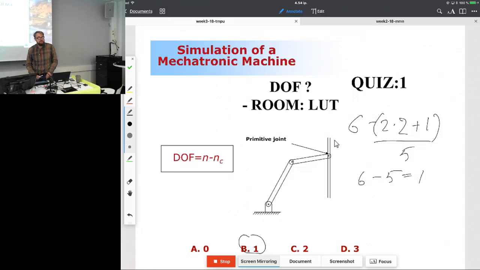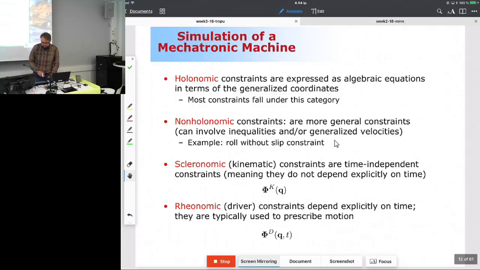System can move one way only. All right? Clear? Okay, so then another in-class quiz will be coming soon, but not yet right now. Okay, so this is a little bit of a boring part, but let's shortly summarize this.